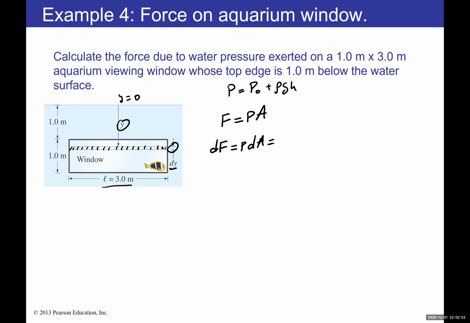So the pressure can be written as rho g y, assuming it's a closed container. And dA is the area of that strip, which is its length times its width. Its length is L and its width is dy, so dA equals L dy. That means my expression is dF equals rho g y L dy.